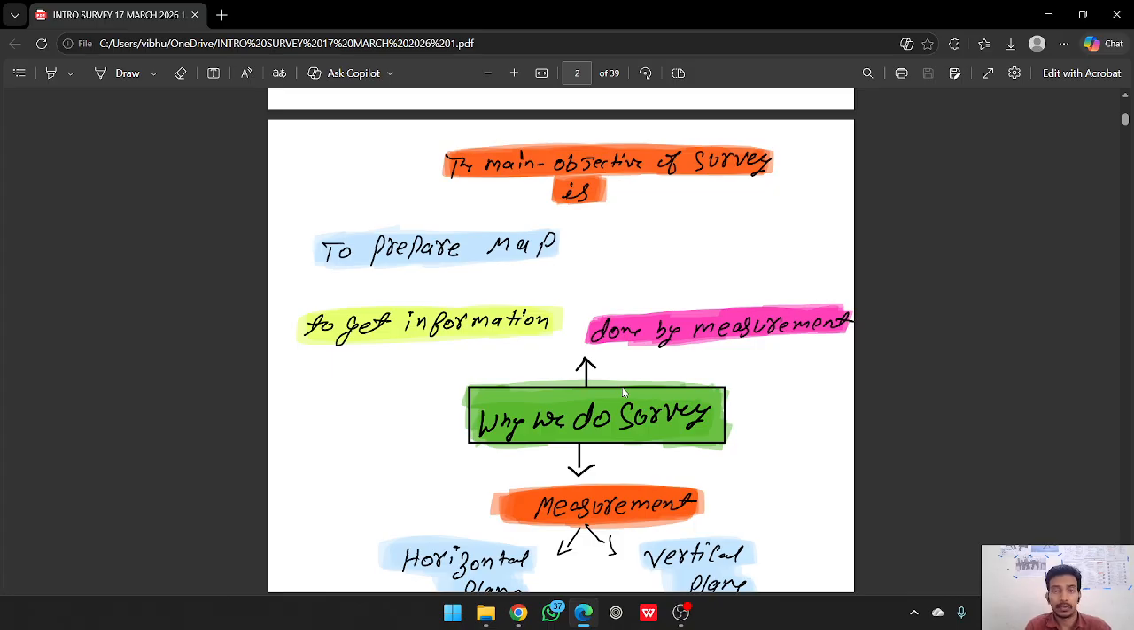We do survey. The main objective of survey is to prepare a map and to get information done by measurement.